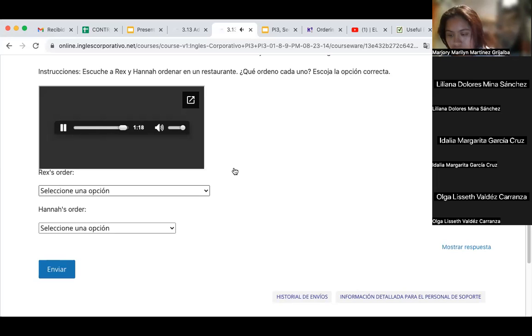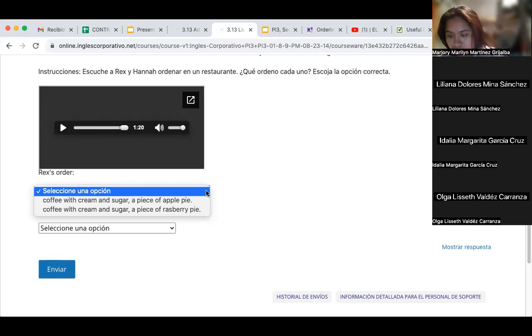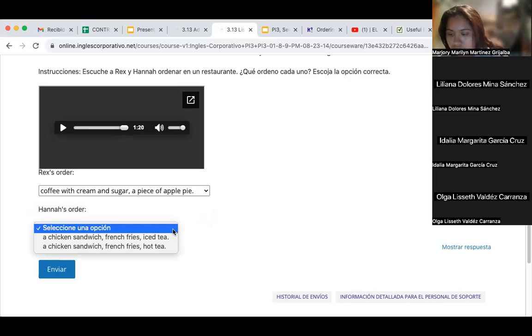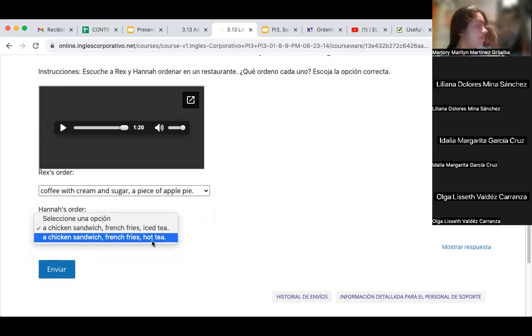Okay. Rex, order. Yes. The first one. The first coffee with cream and sugar and a piece of apple pie. Okay. Hannah's order. The first two. Okay. Hot, no ice. Hot tea es como lo que nos tomamos. Ah, iced tea, yes.